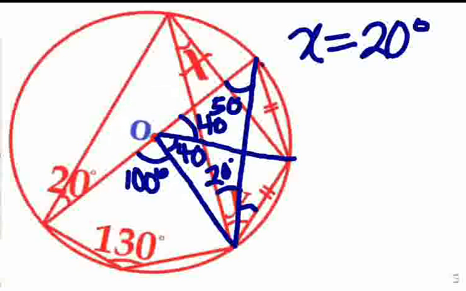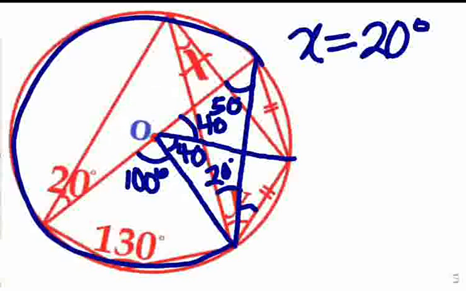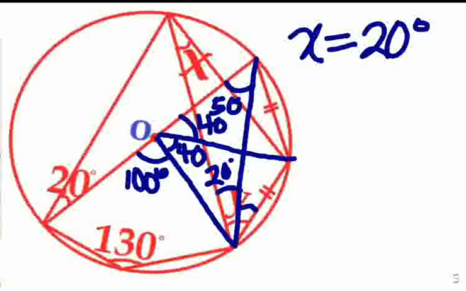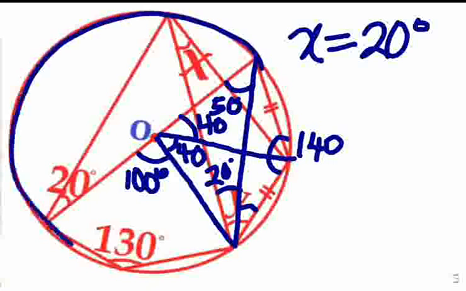Now, what angle will that same arc subtend on the circumference here? Angle at center is twice angle on the circumference. So if the angle at the center here is 280 degrees, dividing that by 2, the whole angle here is 280 divided by 2, and that is 140 degrees. That's the angle that this major arc forms on the circumference.